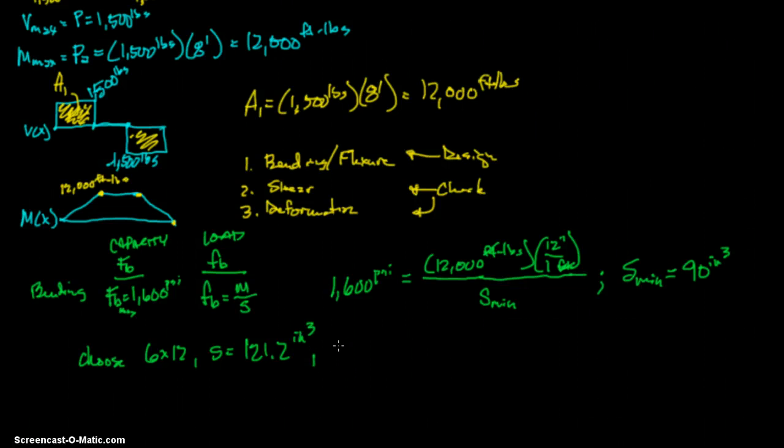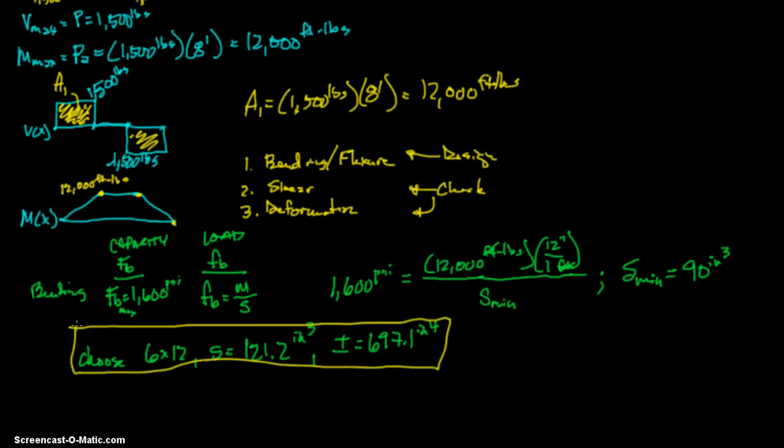And let's go ahead and do the I as well, because we're going to need it for deflection purposes. For 6 by 12, I equals 697.1, and that's going to be in inches to the fourth. Alright, so that is our design. Let's go change colors and circle it or square it real quick. So we have done this right here. We have designed for bending and flexure.